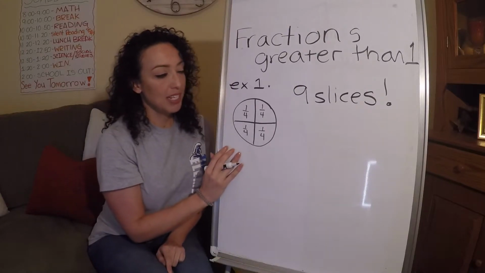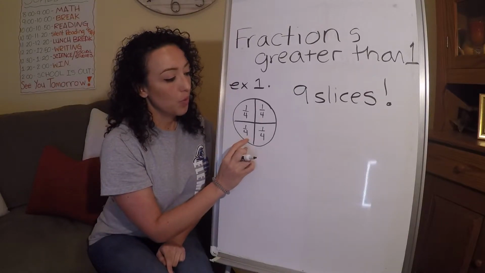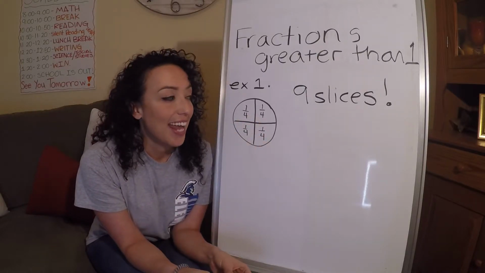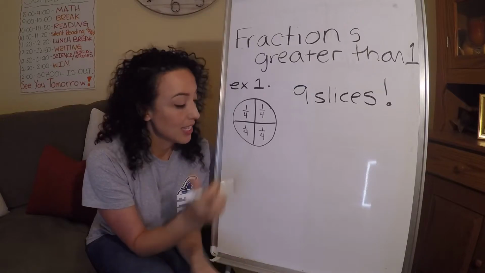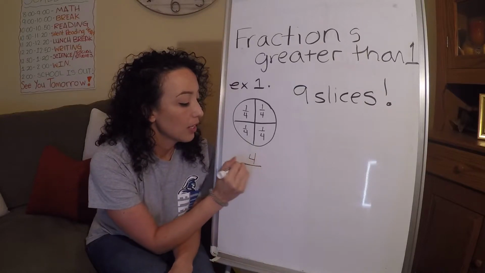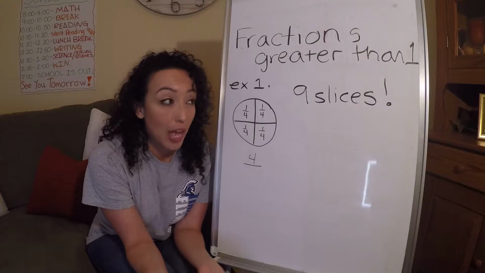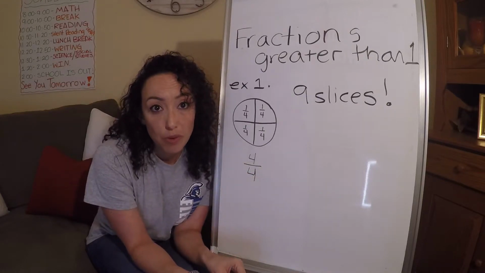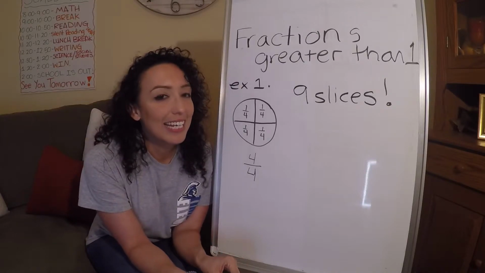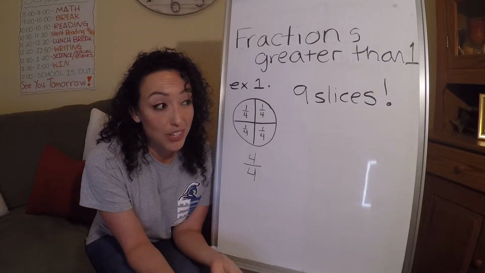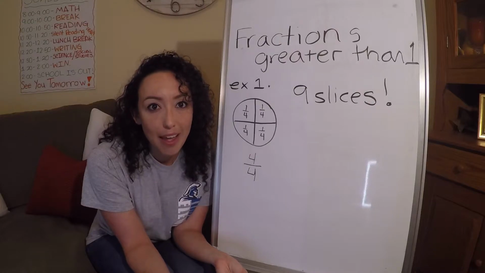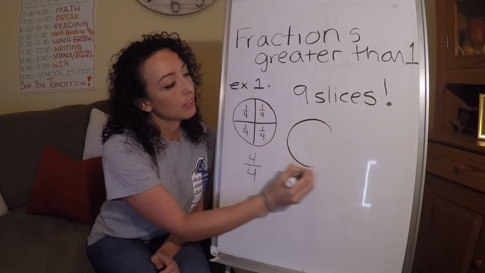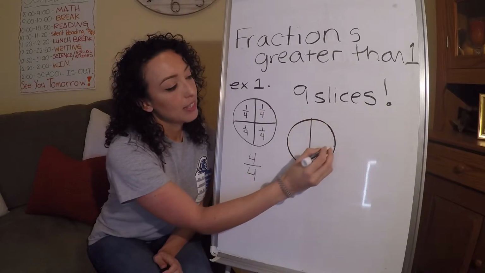So looking at my pizza right now, 1, 2, 3, 4. I can see that I have 4 slices. And out of how many parts? 4 total. So right now this equals 4/4. But I need 9 slices. And the question is, how many total pizzas do I have? Well, let's draw another pizza and cut it into fourths.